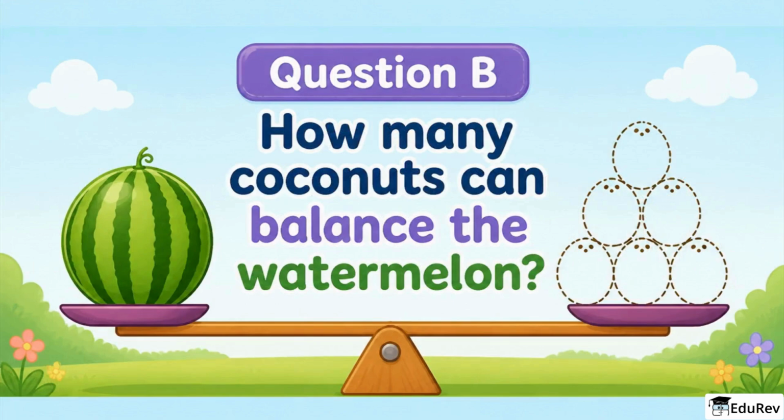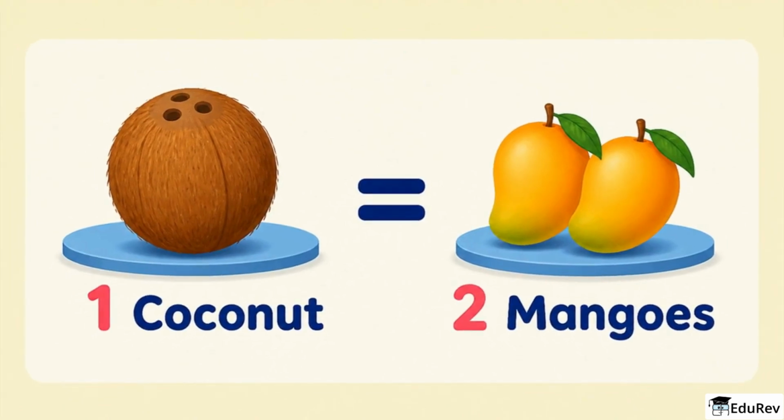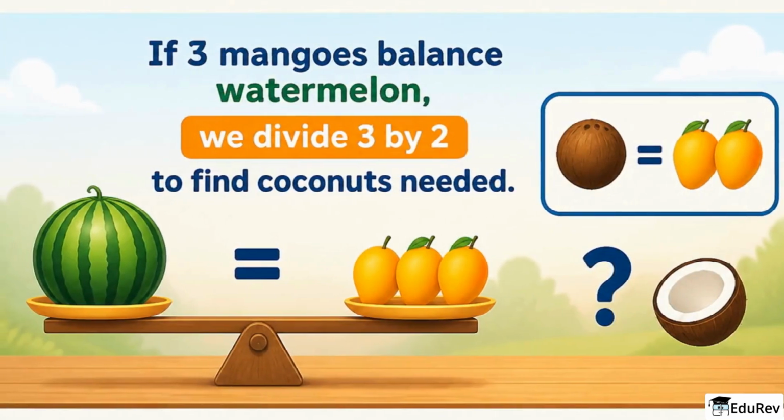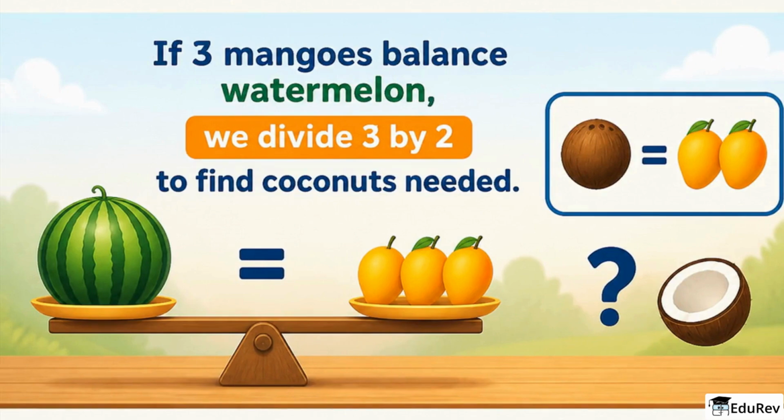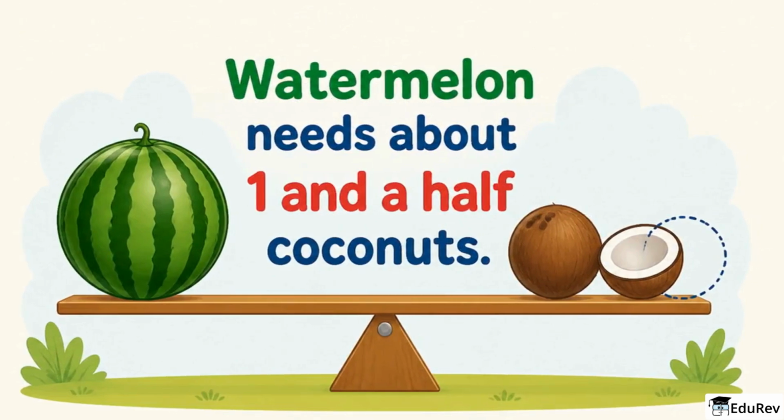Question B. How many coconuts can balance the watermelon? Given 1 coconut equals weight of 2 mangoes. If 3 mangoes balance watermelon, we divide 3 by 2 to find coconuts needed. So watermelon needs about 1.5 coconuts.